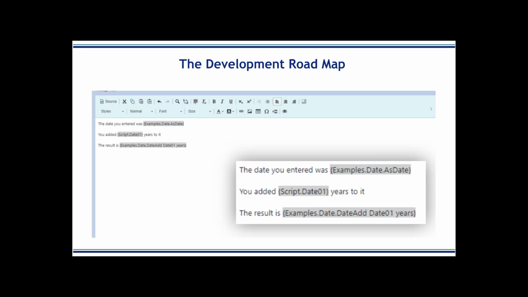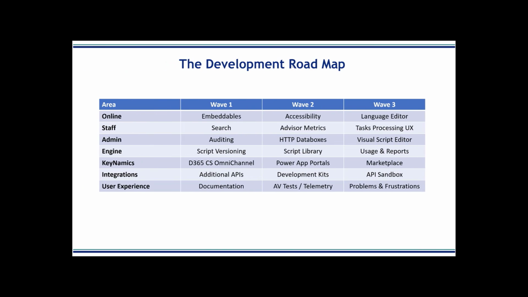So looking a little bit further ahead for the next several releases of Keyfax, you can see here our roadmap. Each release wave here may represent 2 or more Keyfax releases, but this is the order in which we hope to tackle each of these improvements. We've categorized these into each of the main areas within Keyfax. Things like our online portal support, the staff area for call center advisors, the general script authoring and administrative side of Keyfax.